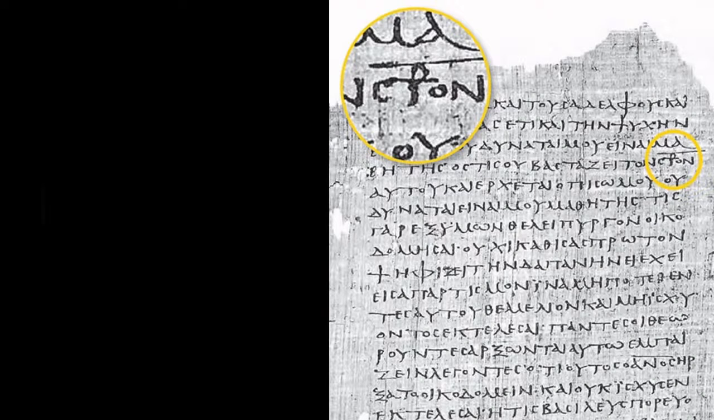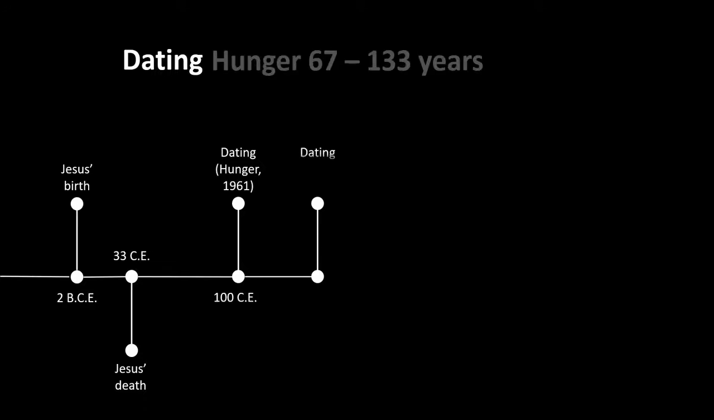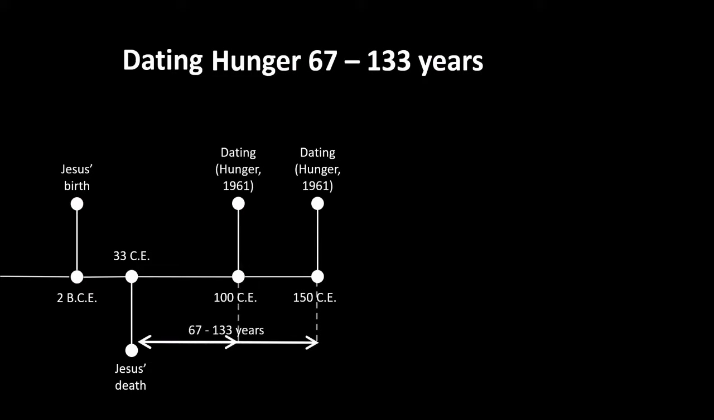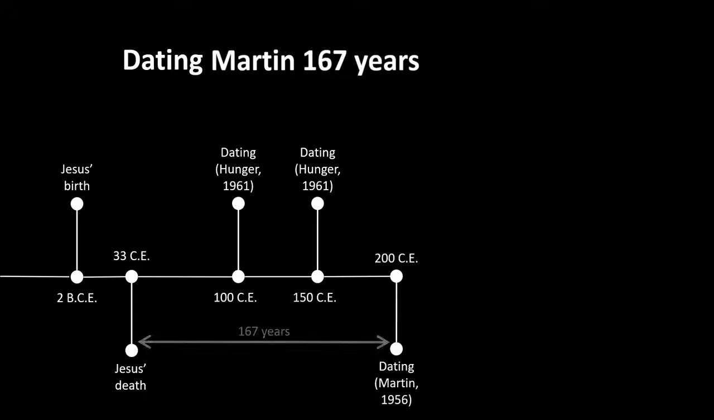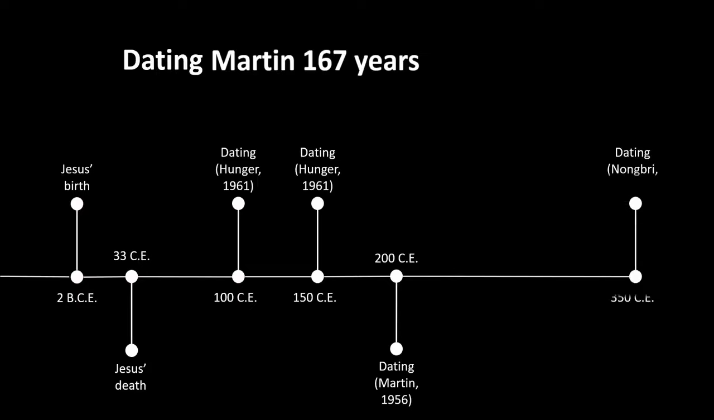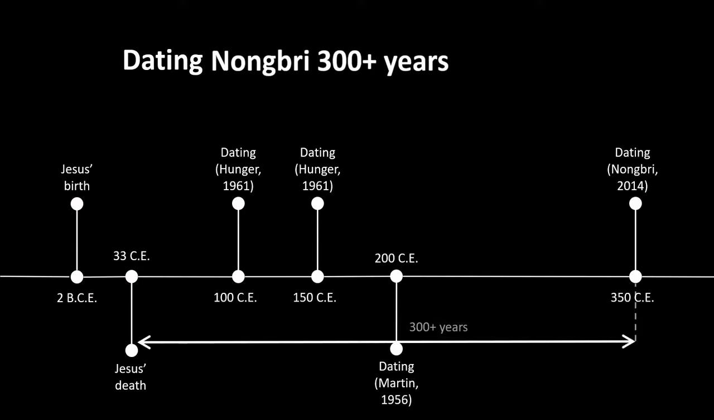However, there are several points to note. First of all, the idea that the staurogram is a visual depiction of Jesus on a cross has only been theorized. Second is the dating. In 1961, the papyrus was dated by Hunger as being between 100 to 150 AD. In 1956, Martin had initially dated them to 200 AD. Both of these dates have recently been called into question by Brent Nongbri, who had a much later date of the middle of the 4th century.